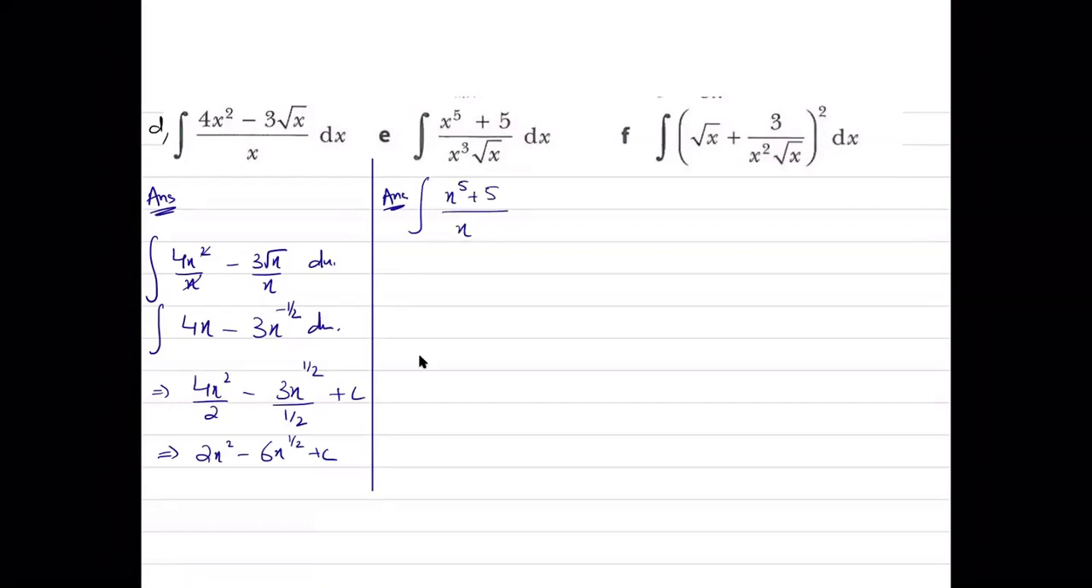Now for part E, the denominator has x cubed times x to the power of half. So 3 plus 0.5 is 3.5, which is 7 upon 2. So x to the power of 7 upon 2.